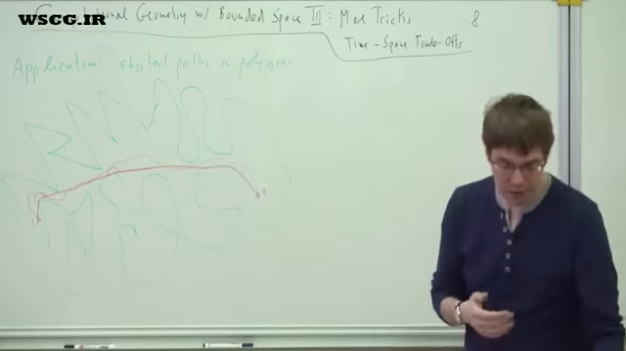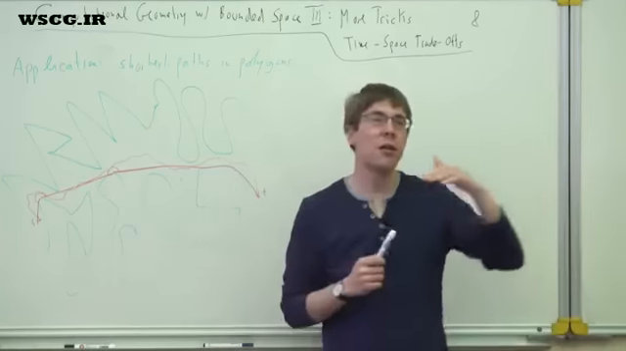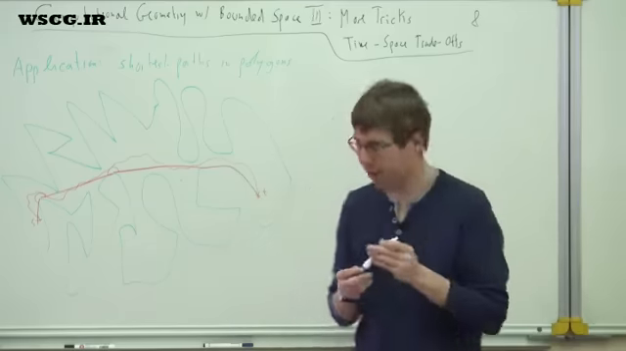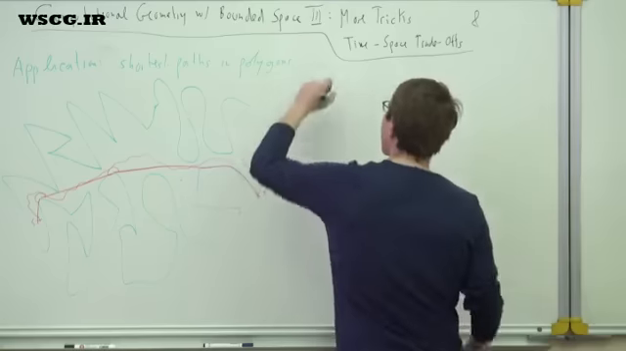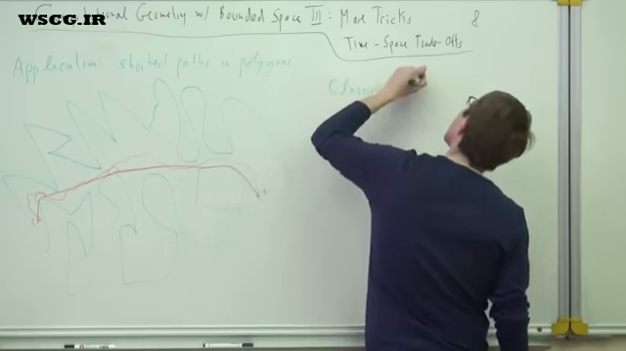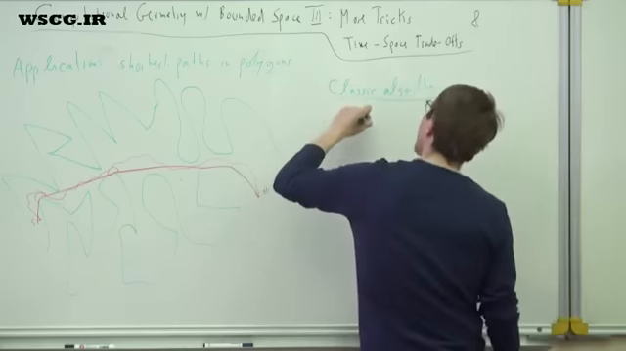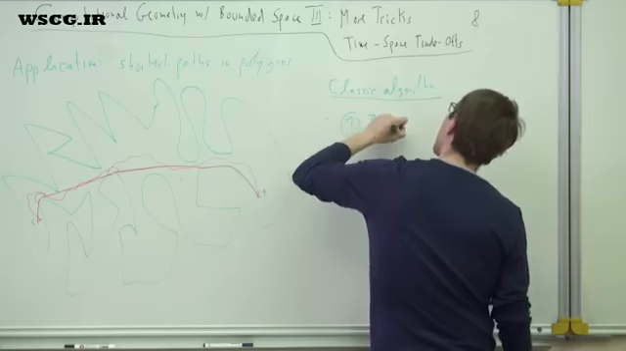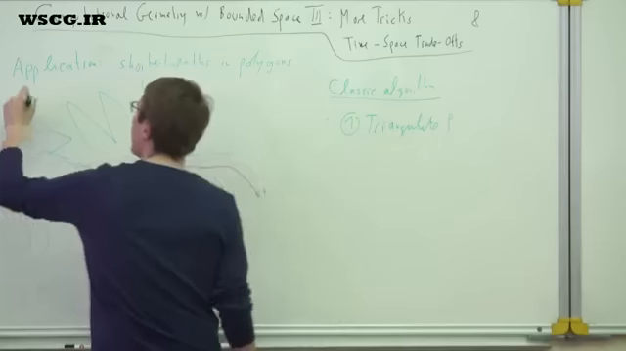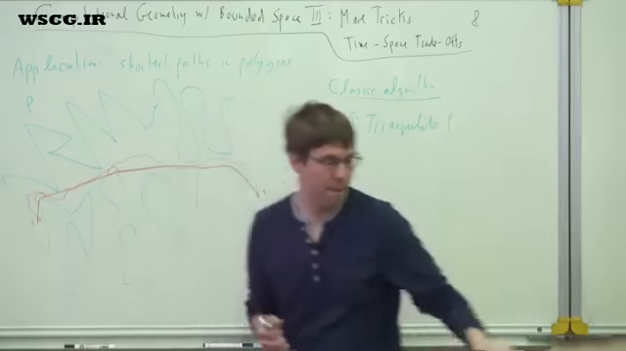What I want to see is if I can just transfer the usual algorithm to the bounded workspace model. So let me recall how the classic algorithm works. The classic algorithm has several steps. First, we triangulate P. So this is my polygon, this is P, and in the first step I compute the triangulation of P, like this.